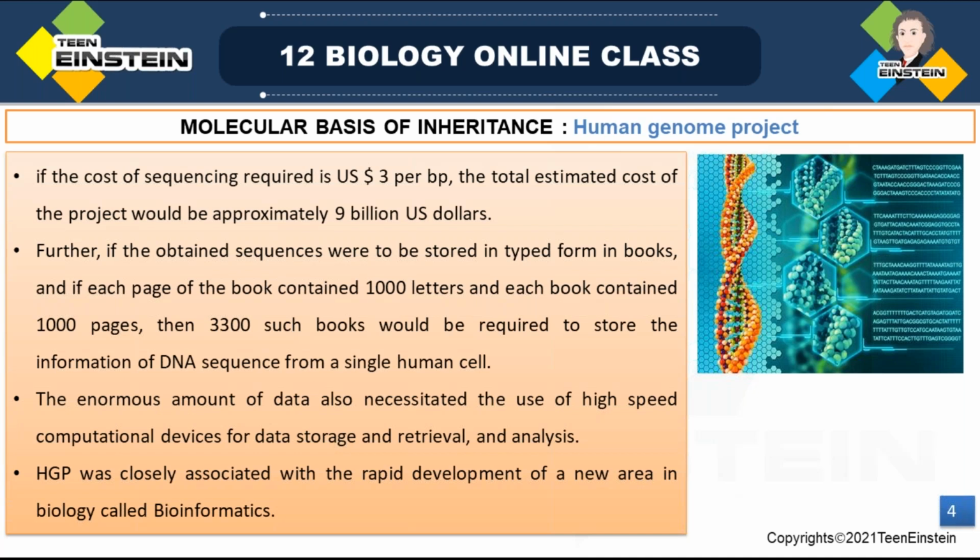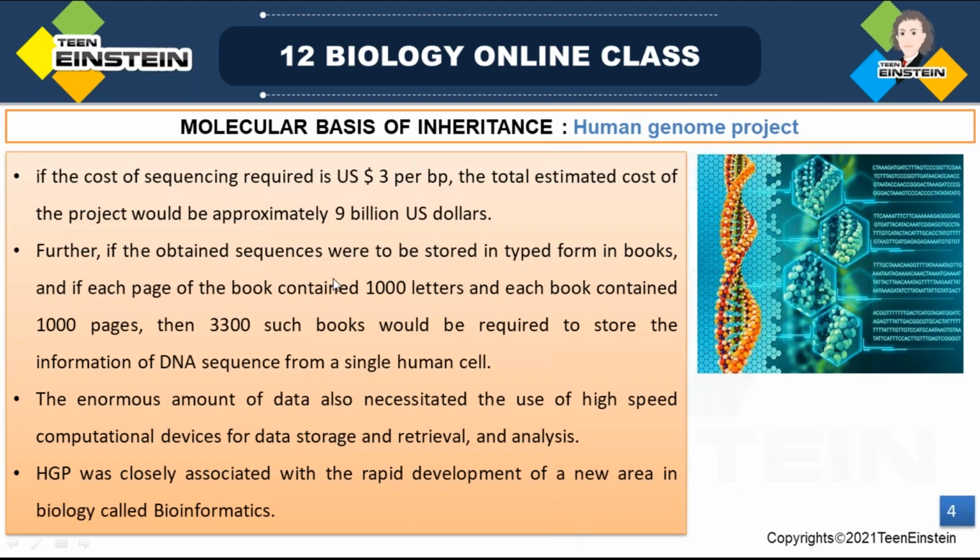This Human Genome Project is also associated with the development of bioinformatics. Bioinformatics is a new research area combining biology with information technology. Both are combined, and that branch is called bioinformatics. That made the research easier, and made molecular level analysis simple. Got it? The cost of sequencing was $3 per base pair, so the total estimated cost of the project was approximately 9 billion US dollars.